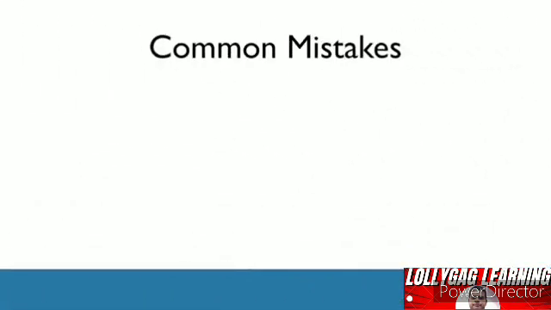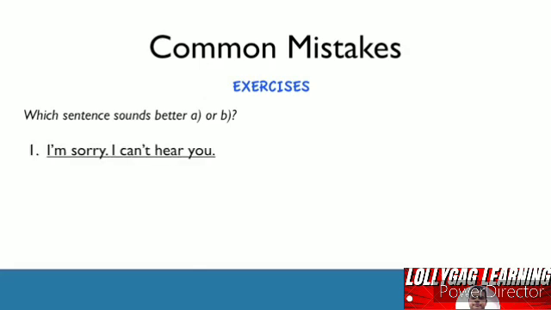Right then, let's look at the common mistakes. The most common mistake is using will instead of going to, and vice versa. So we're going to do an exercise. We're going to look at 4 situations and get you to decide which tense would be better. Let's look at the first example, and you will decide which answer, which reaction sounds better.